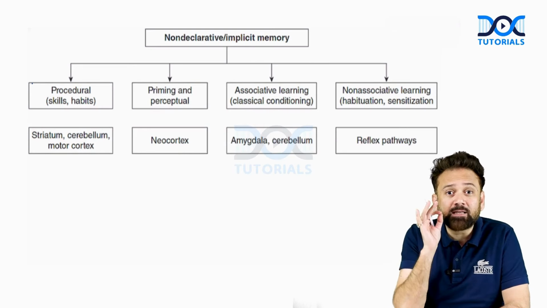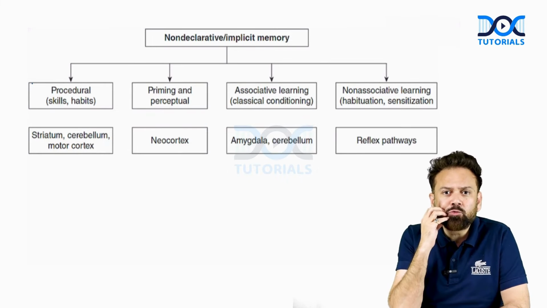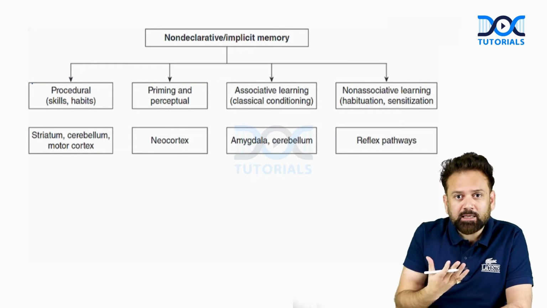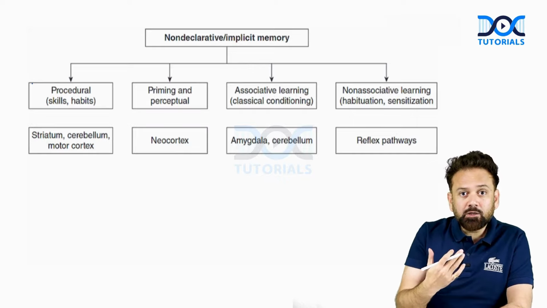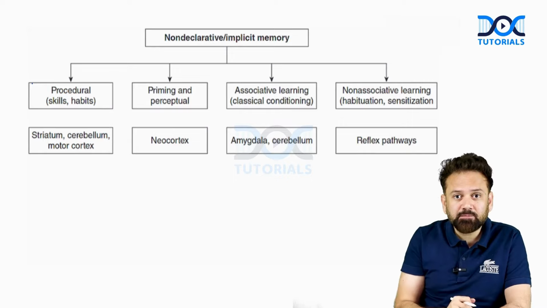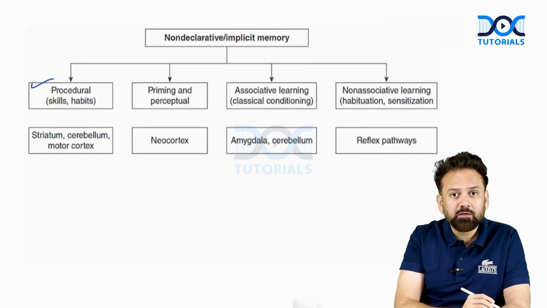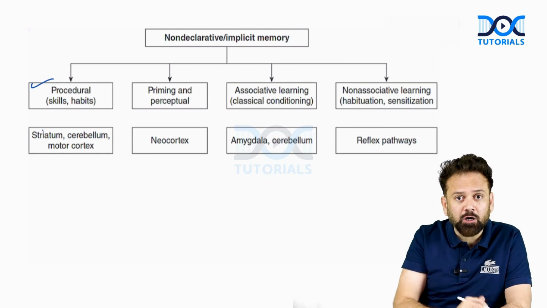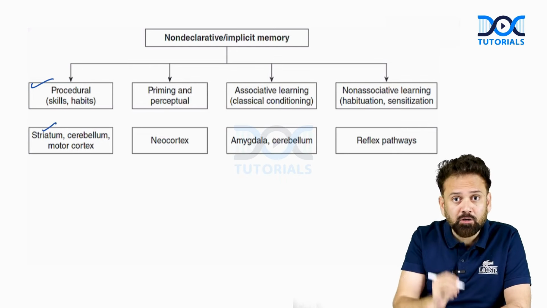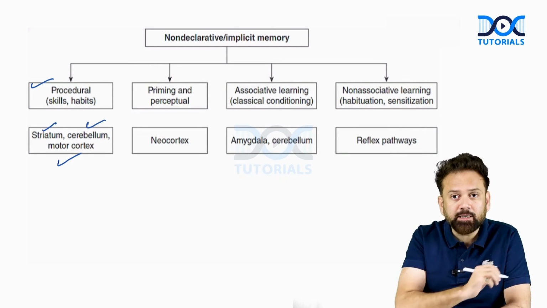Non-declarative is implicit memory. If I ask you, can you do lap chole surgery? You can say, yes, I can show you. Can you drive a car? Yes, I can show you. So it is non-declarative, skill-based. Number 1, procedural. If you have learned some skill, it is procedural memory. And which part of the brain is involved? Corpus striatum, basal ganglion, cerebellum, motor cortex.